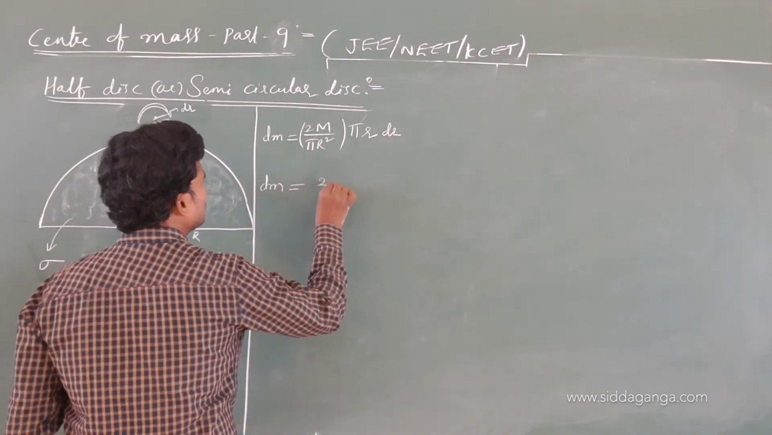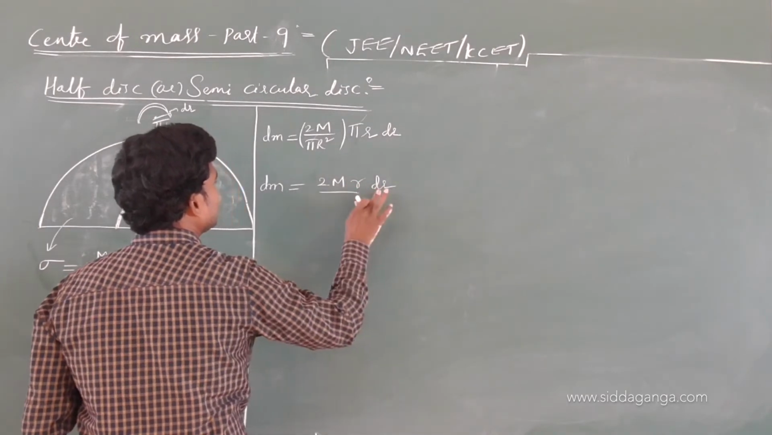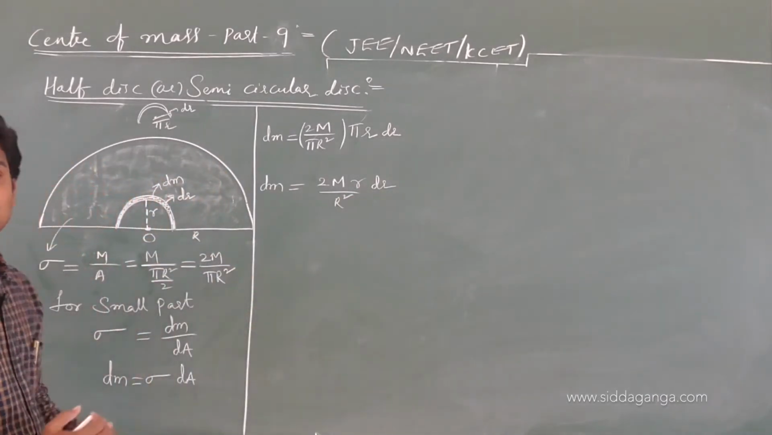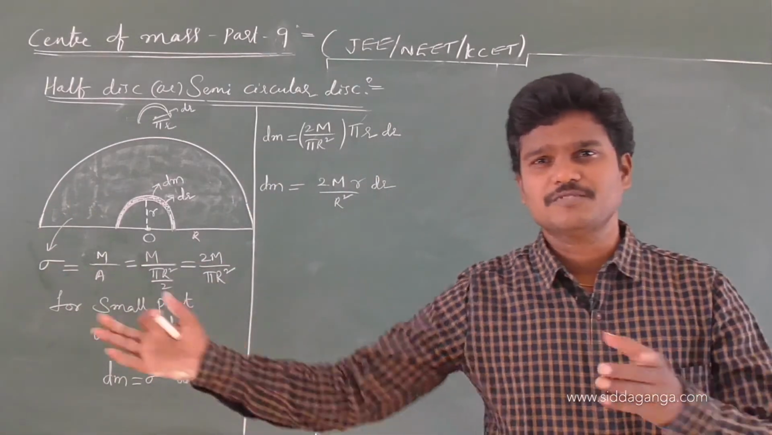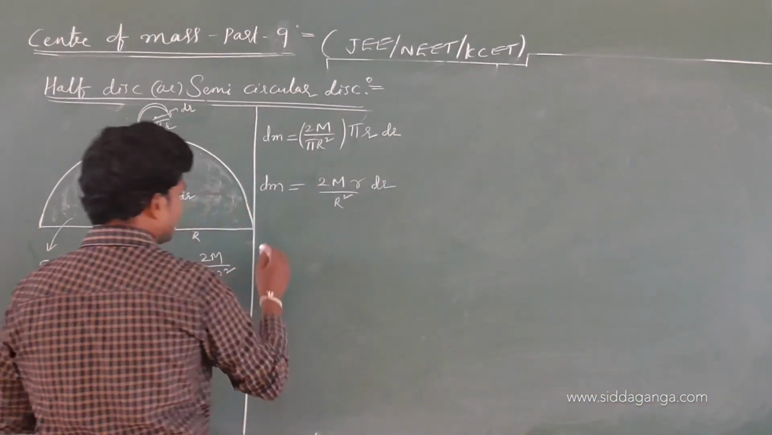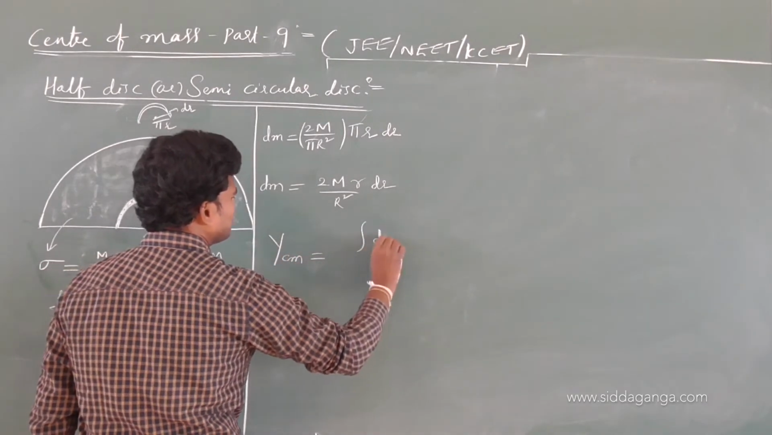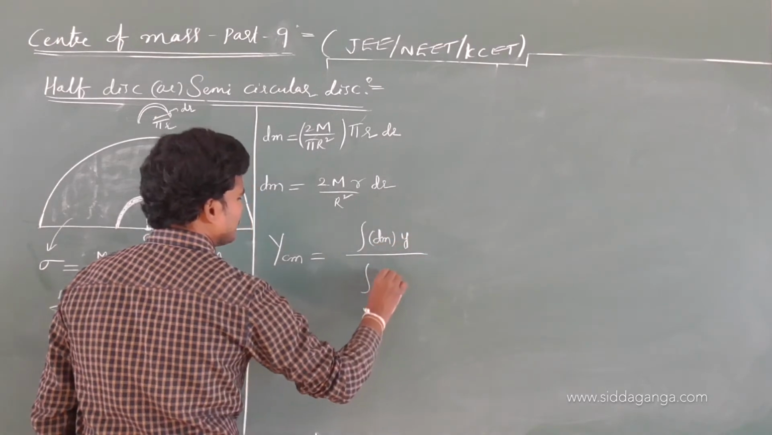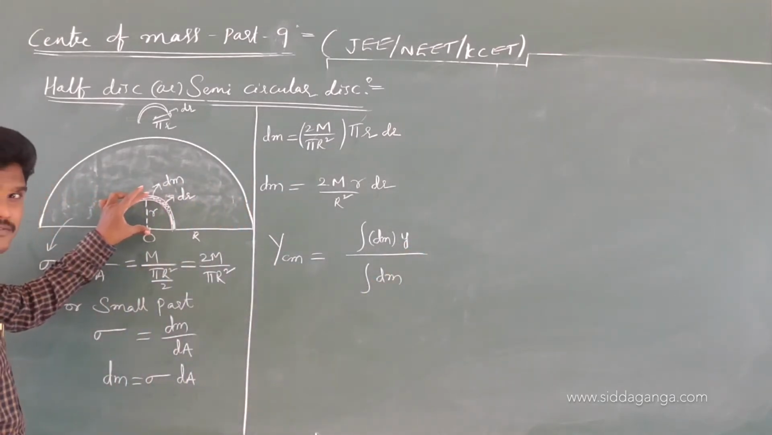dm is equal to 2 capital M small r dr by capital R square. I got the dm value. Then what is the xcm? Xcm is anyhow 0 because of symmetry; left and right become 0. Now find the y coordinate. So let me find the y coordinate of the center of mass. So dm into y by dm. And what is this y?